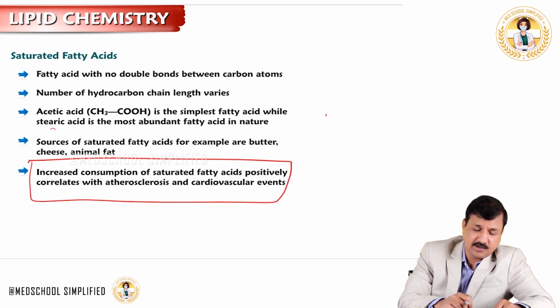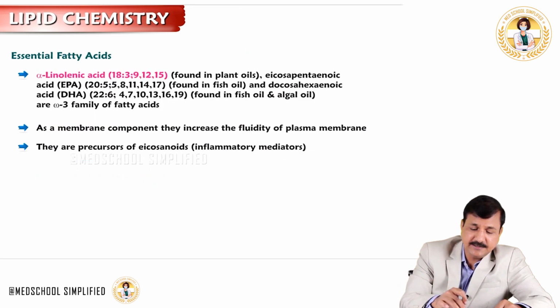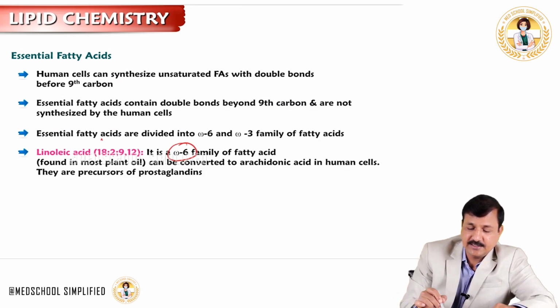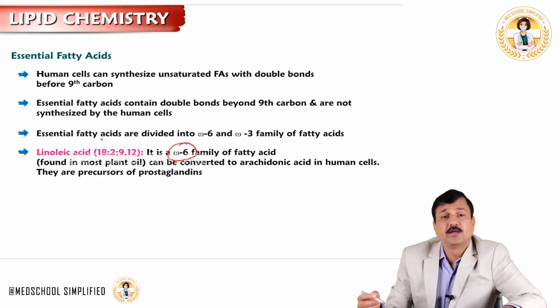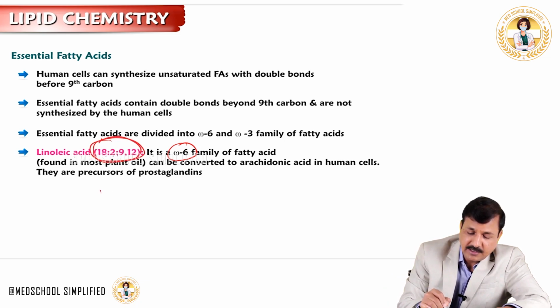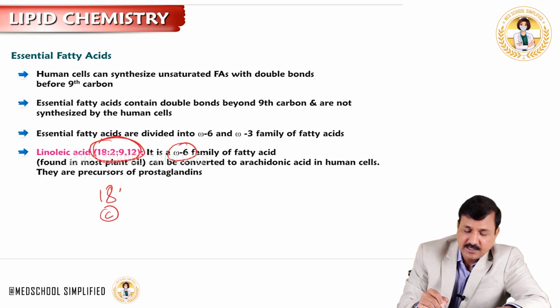So let me take you back to linoleic acid. Linoleic acid is an omega 6 family of fatty acid. How do you find out that linoleic acid is an omega 6 family of fatty acid? For that you will have to look at this numbering system here. Number 18 indicates the total number of carbons present in that fatty acid. Number 2 indicates the total number of unsaturated double bonds. So there are 2 double bonds there.